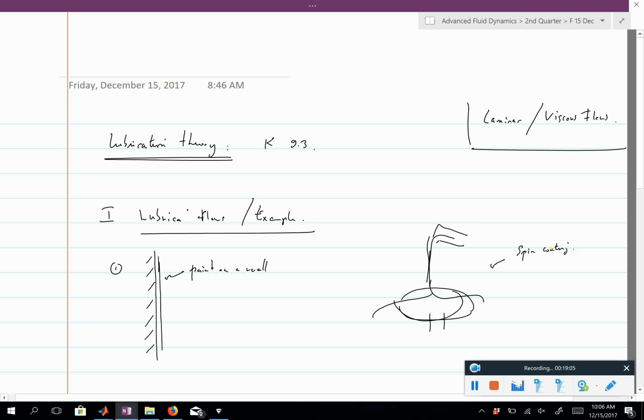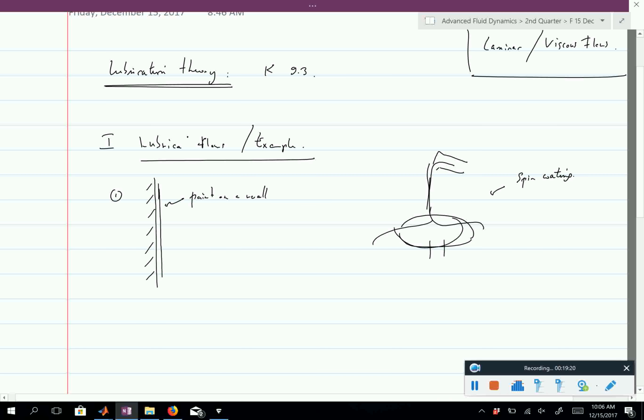In spin coating, again, the flow will fall within lubrication theory, because you will have a long length scale and a very short length scale. So this is example 2.